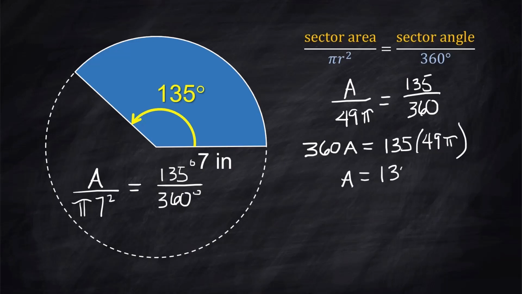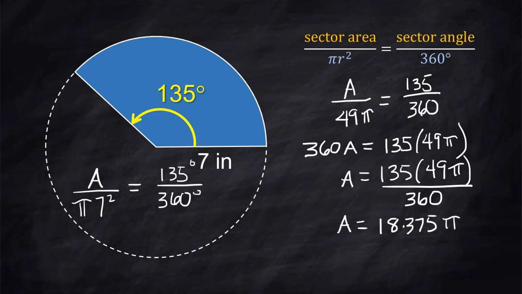Dividing both sides by 360, I'd probably just grab a calculator and do all of this. If I were your teacher, I would not want you to multiply pi through. I want you to keep it out. So check with your teacher to see how they want it done. So the area equals 18.375 times pi. That's what I got when I did 135 times 49 and then divided that by 360.